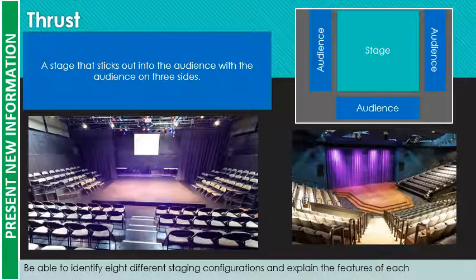The third staging type that we're going to look at is a thrust stage. A thrust stage is a stage that sticks out into the audience with the audience on three sides. If you look in the pictures that I provided you with, we have one on the left hand side that's quite square, and you can see there are three sides of an audience. If you look at the one to the right hand side, we have three sides of an audience again, but the stage is not quite square. But the key thing to remember is that if the audience are on three sides, it is a thrust stage.